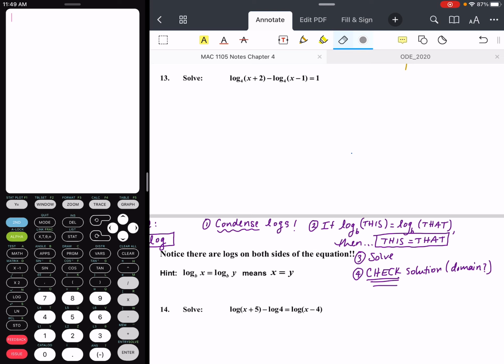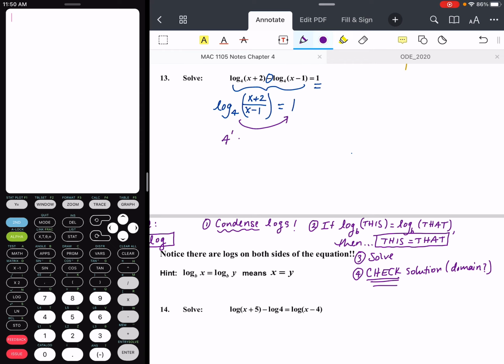All right, number 13 says solve log base 4 of (x + 2) minus log base 4 of (x - 1) equals 1. So I have a constant on the right-hand side and then 2 logs on the left. Let's go ahead and condense these logs using the quotient rule because of that minus sign. So I'm going to write this as log base 4. Why did that erase? That was weird. Log base 4 of (x + 2) divided by (x - 1). I don't need the parentheses, but I'm just going to write them because they look pretty. Equals 1.